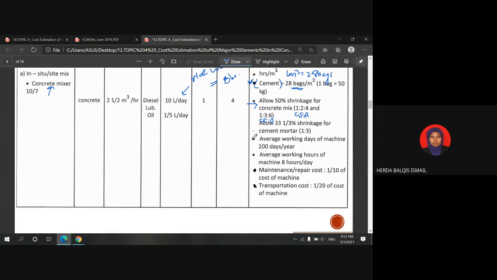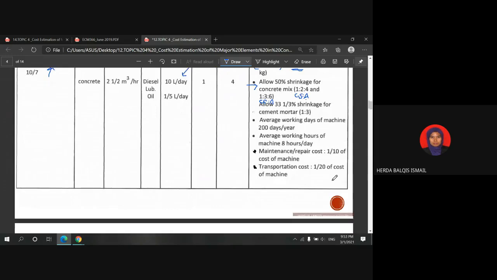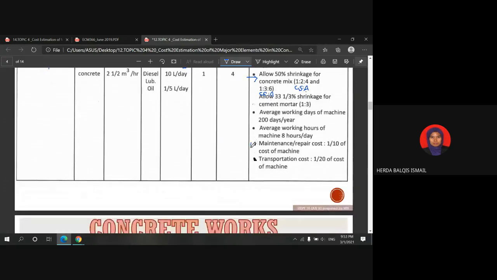So for average working days of a machine in a year, we take this constant, which is 200 days per year. Maintenance and repair cost is 1/10 of cost of machine, transportation cost is 1/20 of cost of machine. So mainly we will consider these once we are calculating the owning cost of the machine.